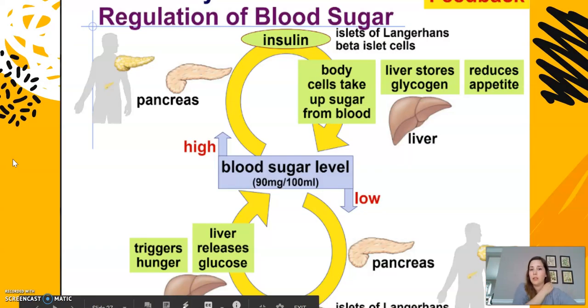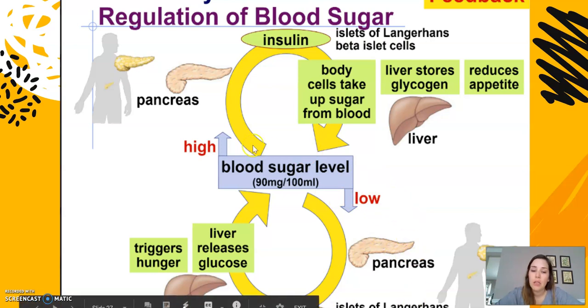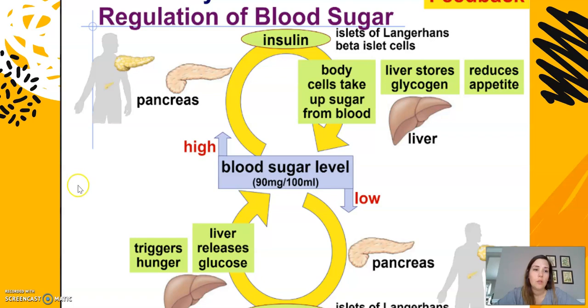Okay, this one is a little bit trickier. This is the regulation of blood glucose. This is also a negative feedback mechanism. If our blood sugar gets too high, our pancreas, which is a very important gland, releases a hormone called insulin. The insulin causes the cells in our body to take in sugar from the blood. If our blood sugar gets too low, again, the pancreas is triggered. A little bit different here. Instead, it triggers the production of glucagon, which then triggers hunger in our bodies and also releases glucose into the blood system. So a little bit different.